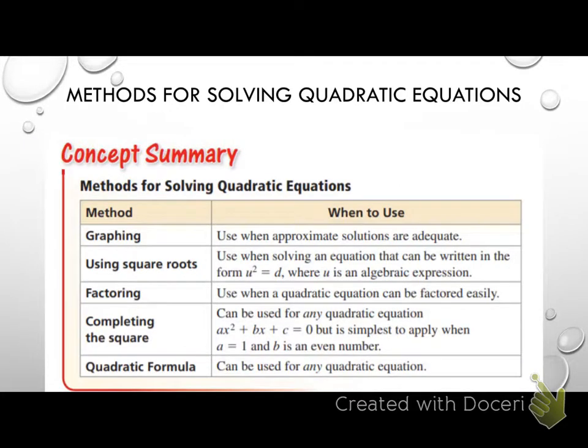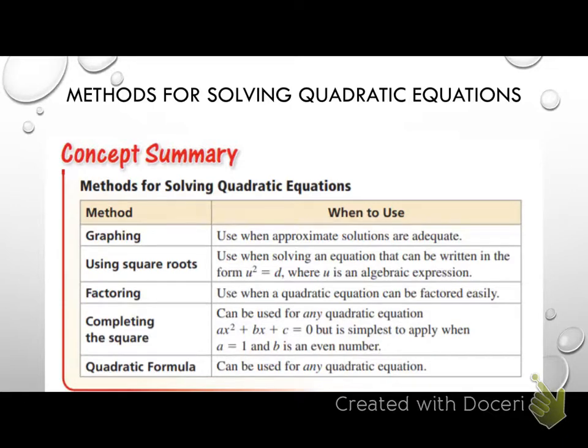Okay. This is my last slide. I wanted to have this up here. These are all the methods that we've talked about of solving quadratic equations. If you want to write this down, you can, so you know when to use which method. So, we use graphing when approximate solutions are adequate. Because when we see a graph, we can't always see exactly where it's crossing the x-axis, so we have to approximate it a little bit.